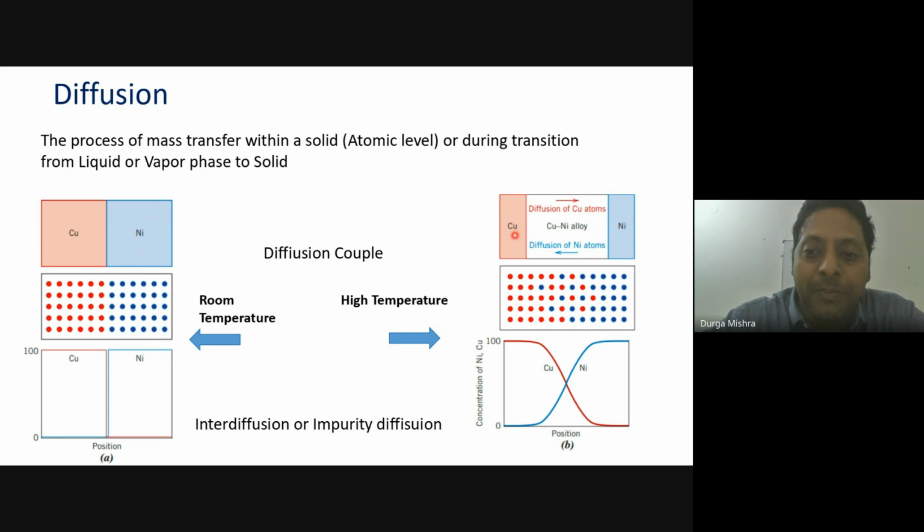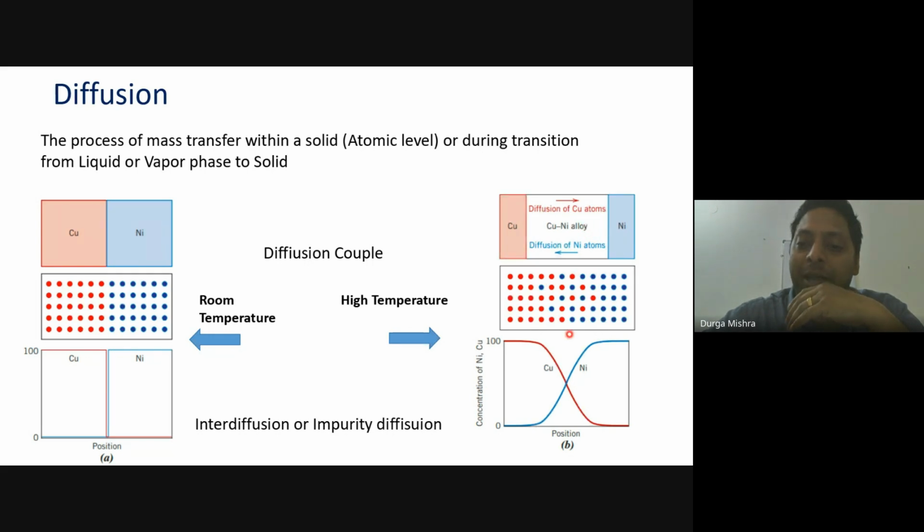So why does it happen? Because there is a difference in the concentration. Of course you are giving thermal energy, a thermal drive, but you have a concentration difference. There was no copper earlier here, so there is maximum concentration on one side and zero concentration of copper on the other. That means there is a tendency for copper to move towards the right. Similarly, there is a tendency for nickel to move towards the left. And in the process, what you will get is a copper and nickel alloy.